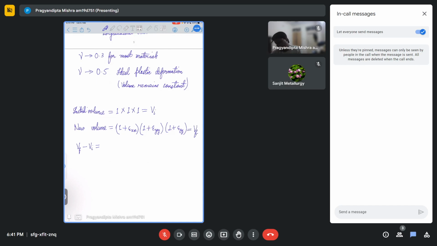Vf. Now, if I multiply epsilon xx with epsilon yy or epsilon yy with epsilon zz, what kind of quantity would I get? Understand that these changes in x, y, and z directions, epsilon xx, epsilon yy, and epsilon zz, will be very small quantities. Why? Because strain in the elastic regime would be very small compared to the size of the system, the size of the material, the size of the specimen itself.